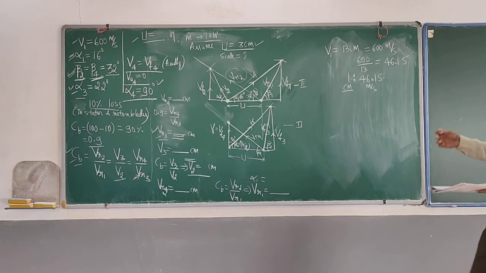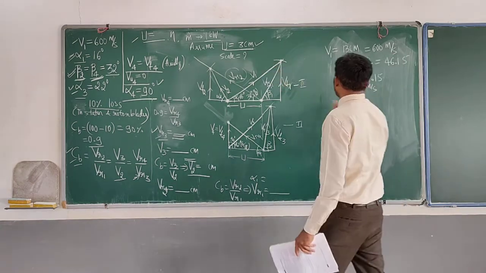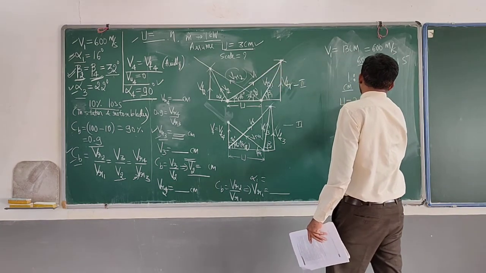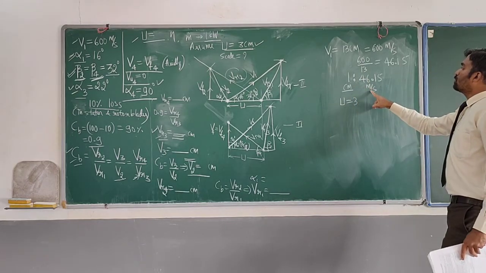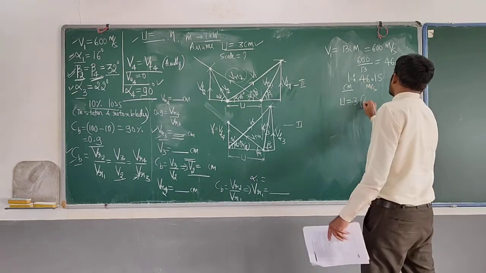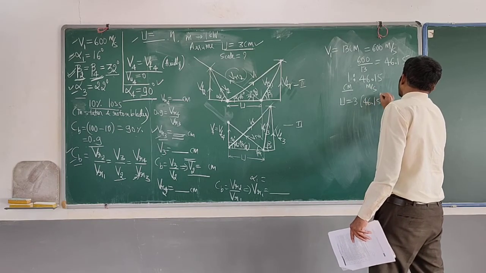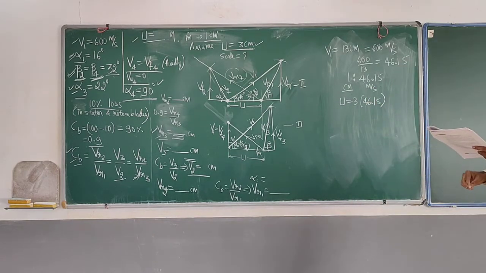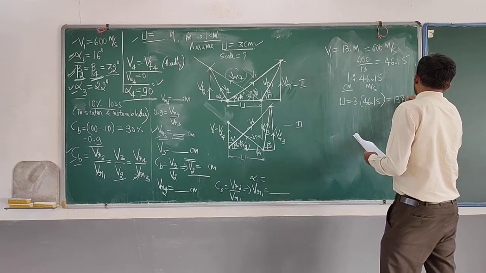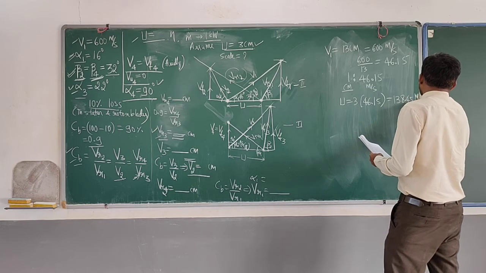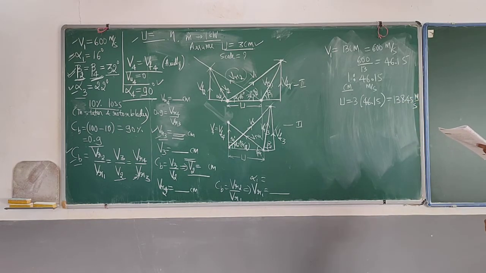Now we have taken U to be 3 centimeters. When I convert centimeter into meter per second, it will be multiplied by 46.15 meter per second. So the value is already calculated. This is around 138.45 meter per second.